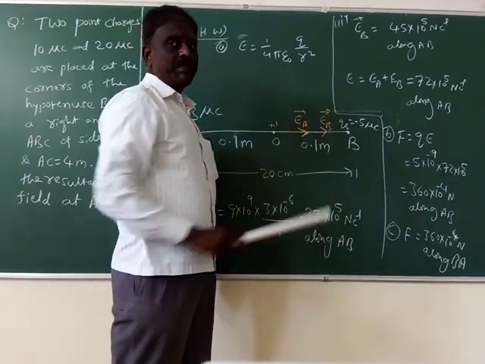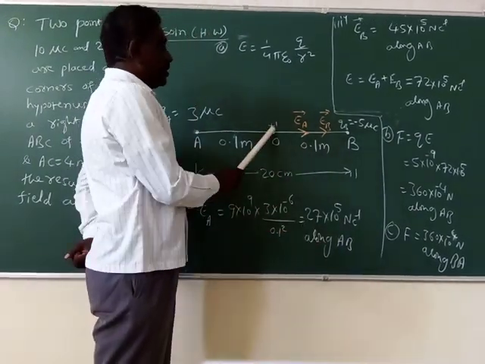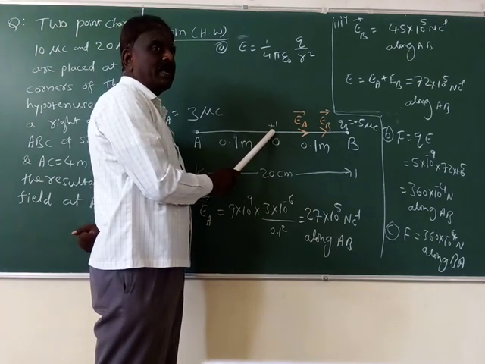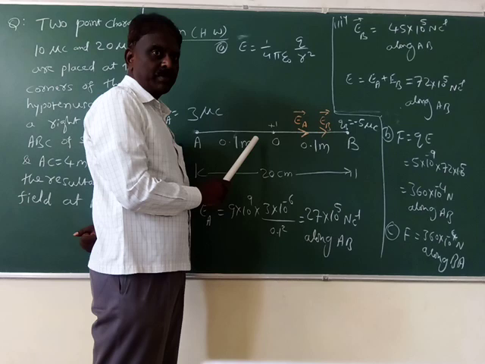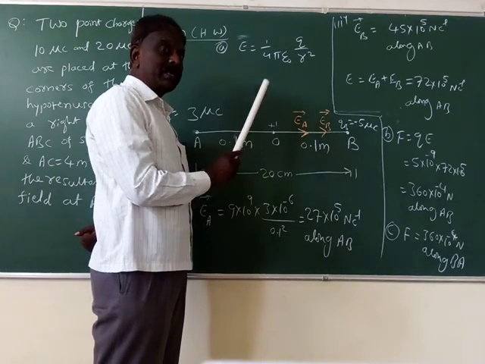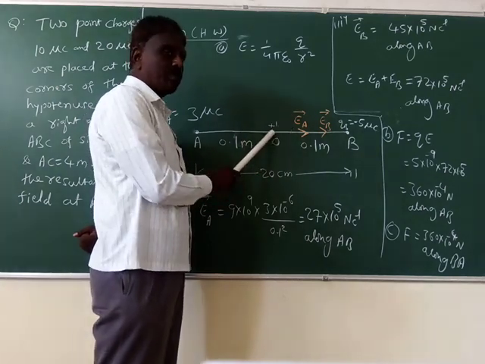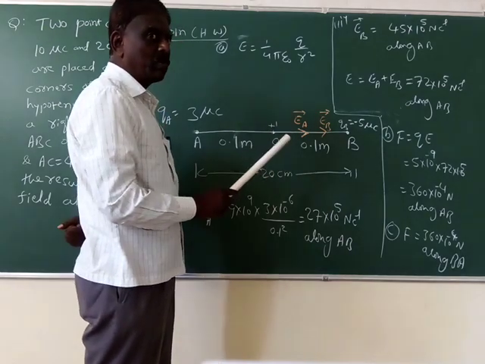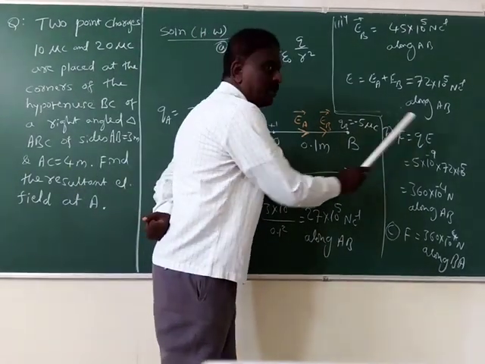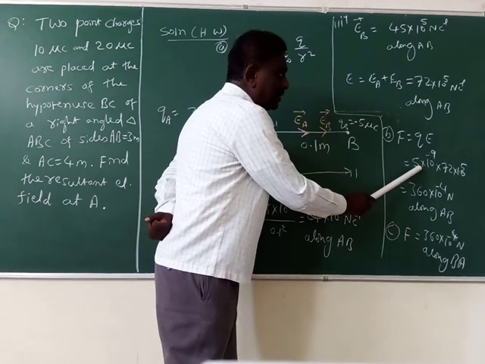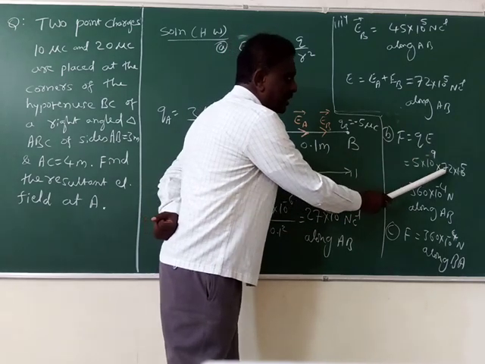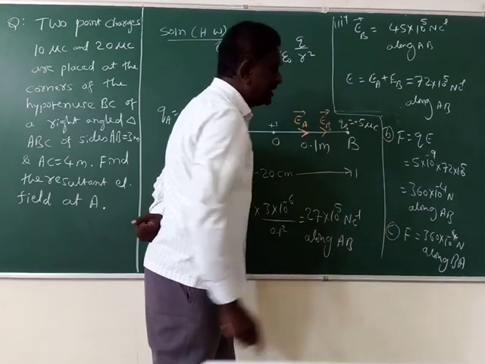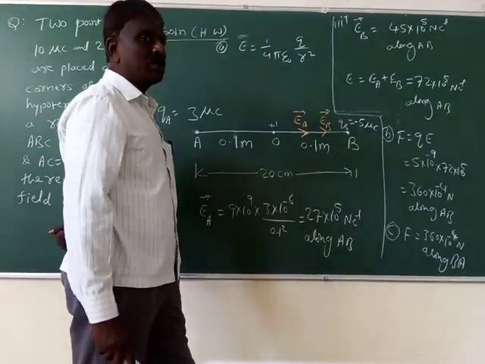Now, question B. If suppose 5 nanocoulomb charge is taken as test charge and placed at O, what is the force experienced by it? F equal to QE is the formula. Q is 5 into 10 to the power minus 9. E is 72 into 10 to the power 5. The multiplication of which gives you 360 into 10 to the power minus 4 Newton.